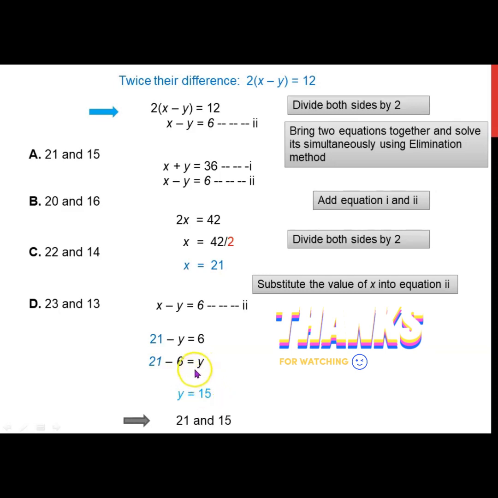Now we see the right option for us. We have 21 as x and 15 as y. So which one is the right option among these options here? We see that option A is the right answer.